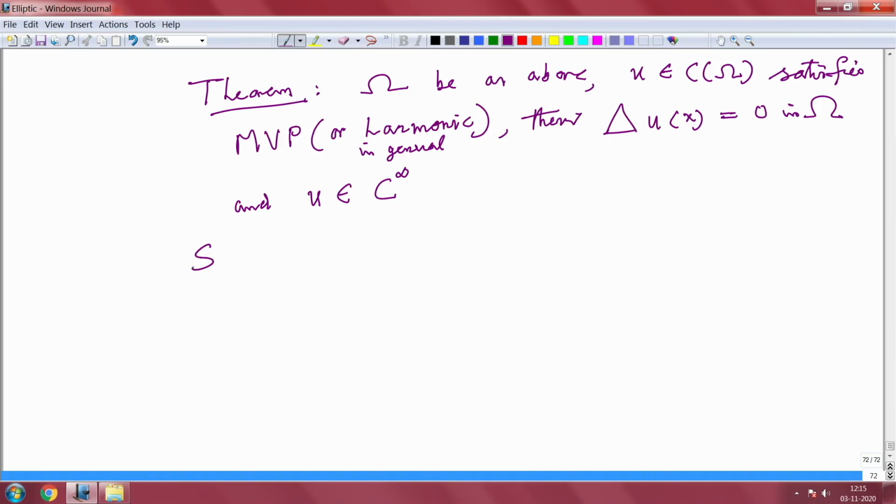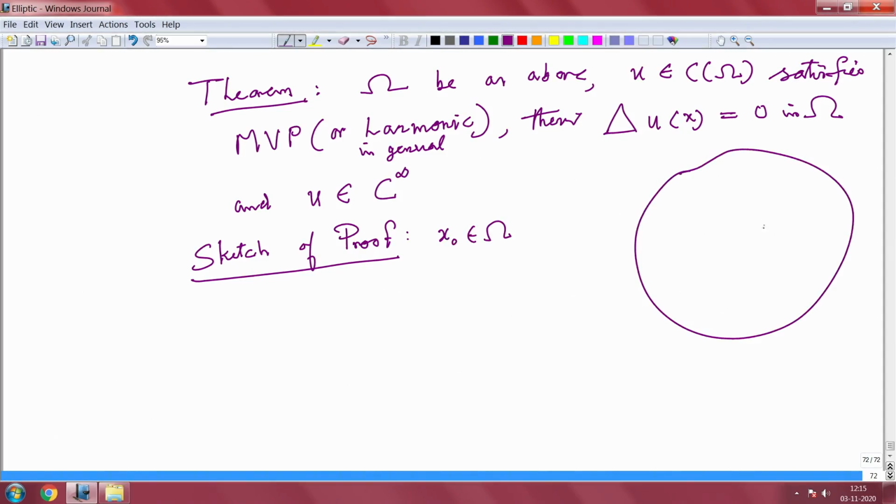So, let me sketch the proof to complete it. Sketch of proof. You can work it out if anything is missing. You choose a point x naught in omega. So you have a domain, and you choose a ball B_R of x naught inside it. So you have that ball.